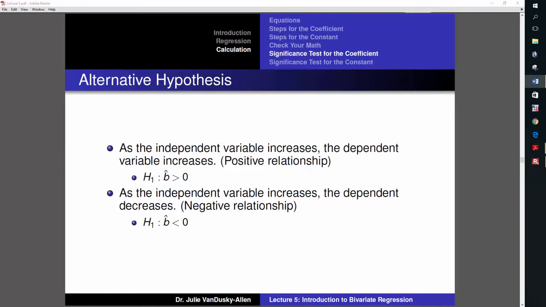If, on the other hand, you expect that your independent variable has a negative impact on your dependent variable, your alternative hypothesis should be, as the independent variable increases, the dependent variable decreases. The more sophisticated way to write this is H1 colon b hat is less than 0. The H indicates that you have a hypothesis, the 1 means that you have an alternative hypothesis, b hat is your coefficient. So stating this in words, the alternative hypothesis is that the coefficient is less than 0.